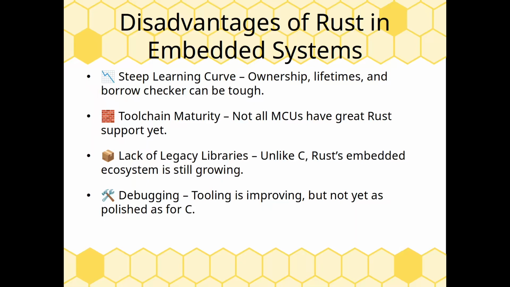And lack of legacy libraries. Unlike C, Rust embedded is still growing, so we won't have legacy libraries like the old libraries inside C, but we can still use the C programming language and call them in Rust. And debugging tools are not yet completely developed for Rust, but they are still developing, and in the future every debugging component will provide support for Rust also.